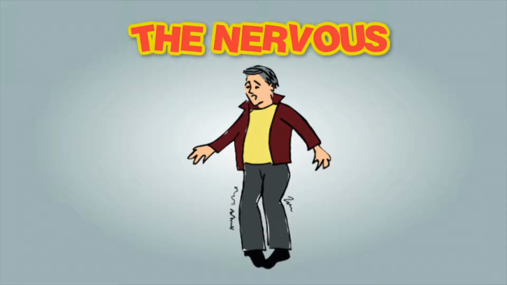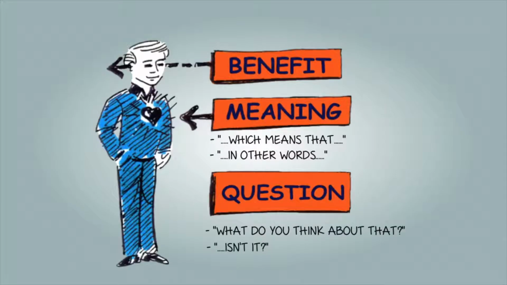Number 3 on the list, the nervous customer. This type of customer needs a lot of information and clear explanation of what your arguments mean for the prospect. The clearer the explanation of the meaning is, the more convinced the customer will be. So use the same BMQ method as in the previous example.